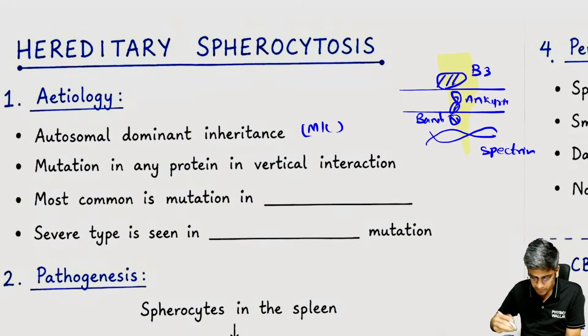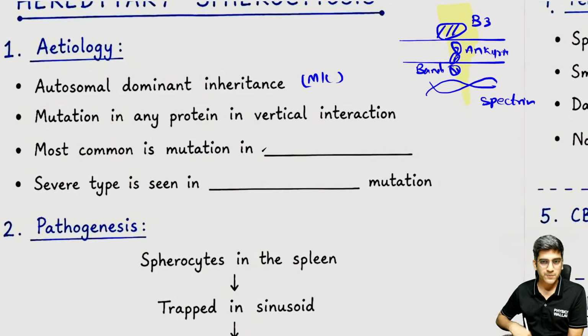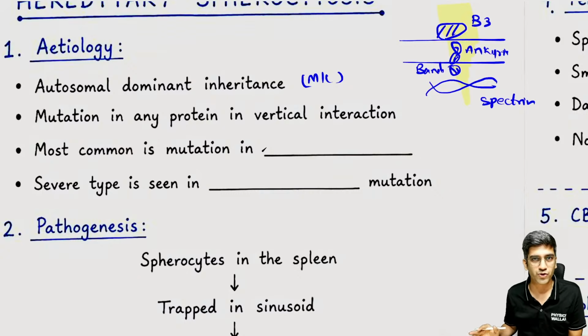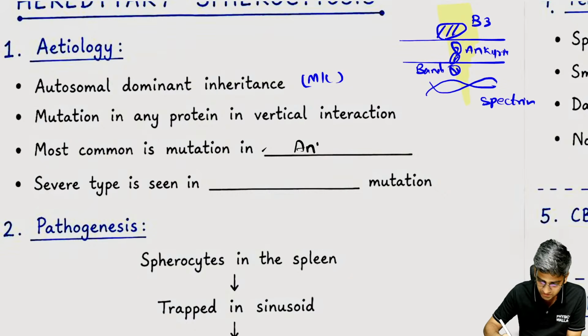And the most common mutation, anyone, can you answer the fill in the blanks? These fill in the blanks are exercises for you. I'll tell you exactly what to read before the exam, read that and come to the notes, and revise, use this as a revision, right? The most common by default is ankyrin. Ankyrin mutation is the most common.